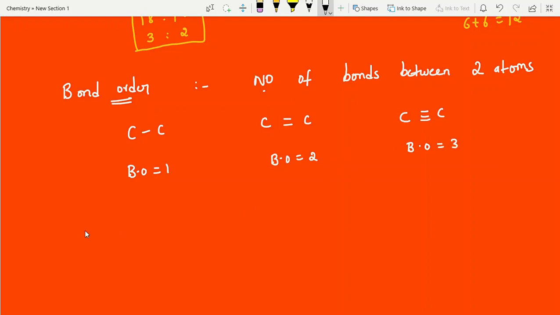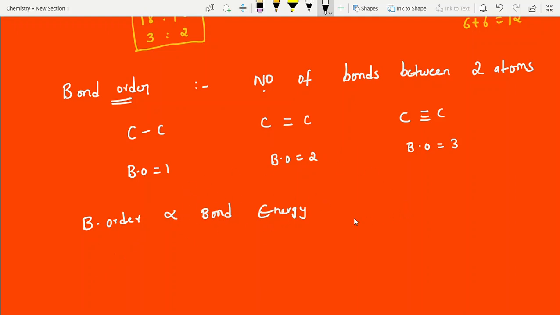Right? Next, second point. Bond order is directly proportional to bond energy. Fighting with 3 people is very difficult, right? If 2 people are there, okay, but if 1 is there, very easily we can fight, very easily we can break. Here breaking is difficult, here breaking is more difficult. So where bond order is more, there bond energy is also more. Bond order is directly proportional to bond energy.